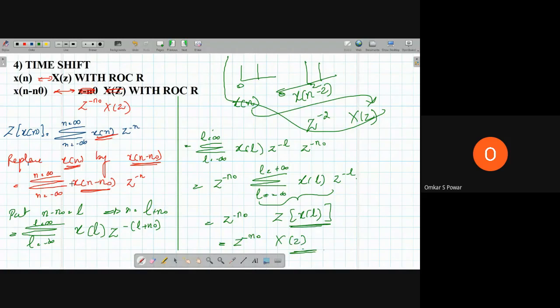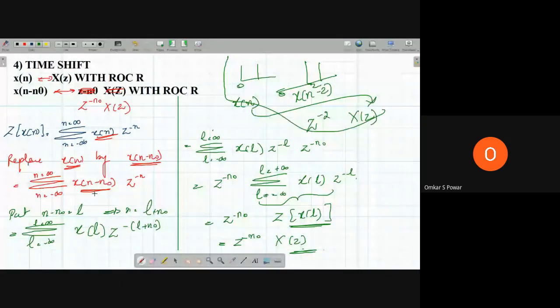So it is easy. What you have to do is replace x of n by x of n minus n naught, substitute it in the formula, put n minus n naught is equal to L, and arrive at this derivation.